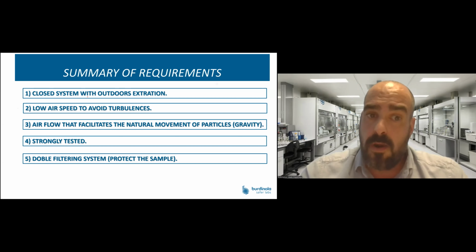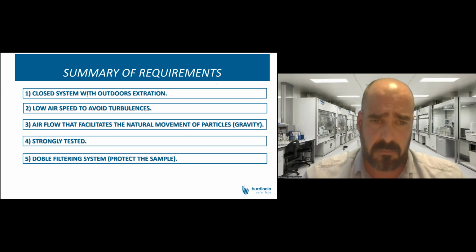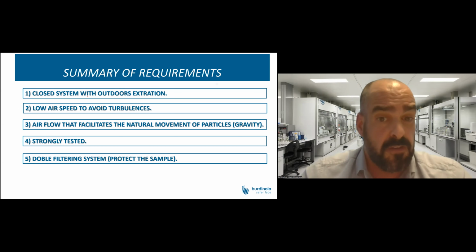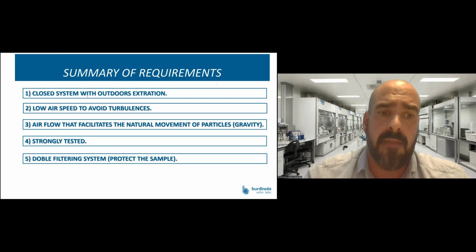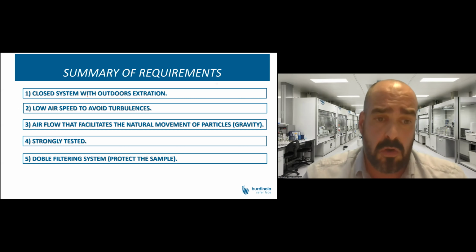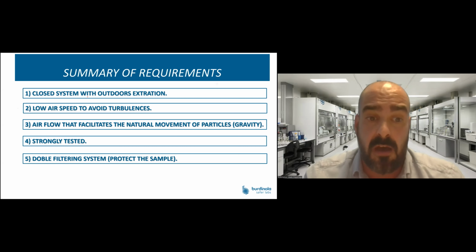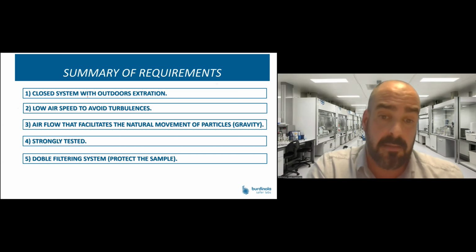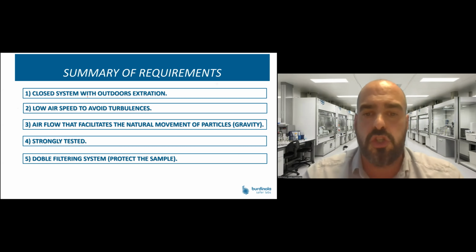We also recommend lower speed to avoid turbulences. The higher the speed, the higher the turbulences. The airflow should facilitate the natural movement of the particles by gravity. And of course, we need strongly tested equipment. We also suggest a double filtering system, because we don't just need to protect the user, which is the most important, but we also have to protect the sample.